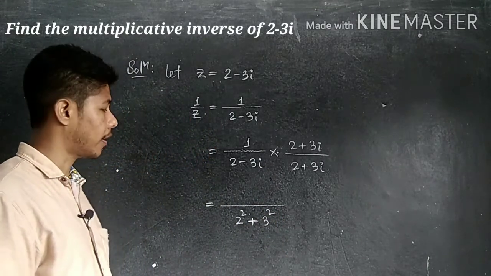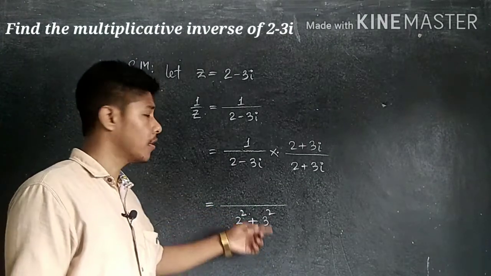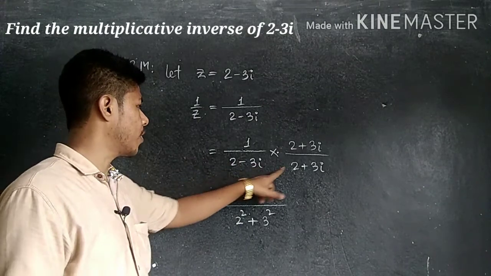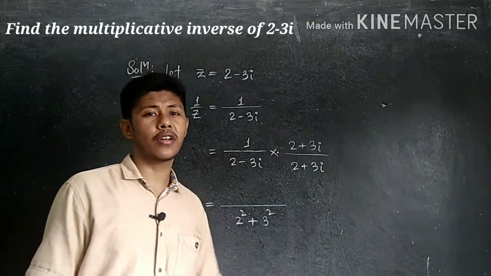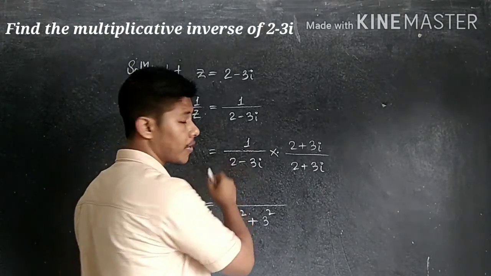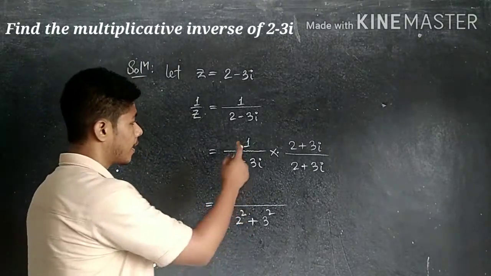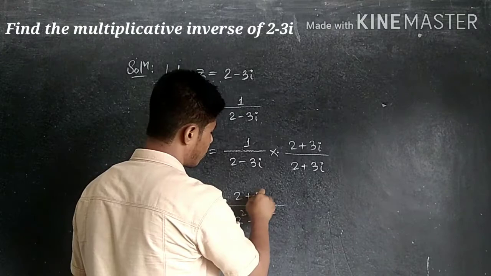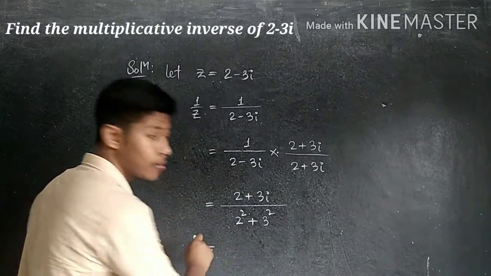Any question here, how can we write this result? Did you understand how we wrote it? We did it a little earlier: a minus ib and a plus ib, the result is a square plus b square. Here a means 2 and b means 3, so we directly wrote a square plus b square. Is it clear? And the numerator part we have to write is 2 plus 3i. Is it clear?